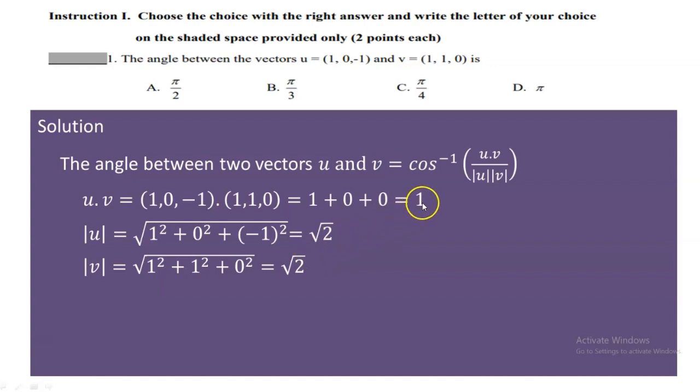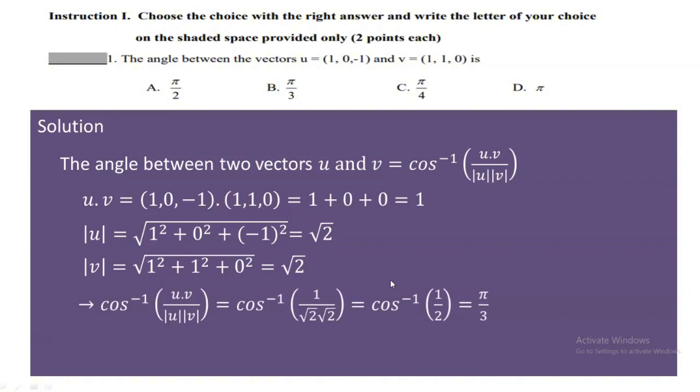Now, dear students, u dot v is already obtained and their norms are already obtained, so the next task is a matter of substituting. Cos inverse of u dot v, which is 1, over the norms, radical 2 and radical 2 again. This makes 1 over radical 2 times radical 2, which is 2. So cos inverse of 1 over 2. You need to think of a special angle whose cosine makes 1 over 2, and as you know it is 60 degrees, and the equivalent in radians is pi over 3. So the answer for this is going to be B.